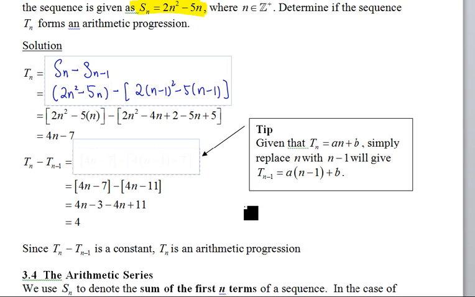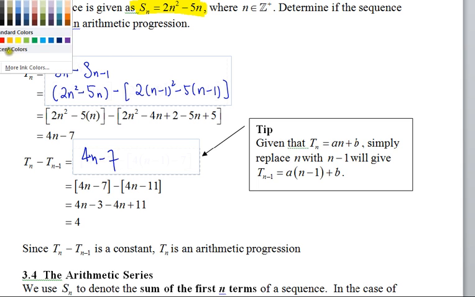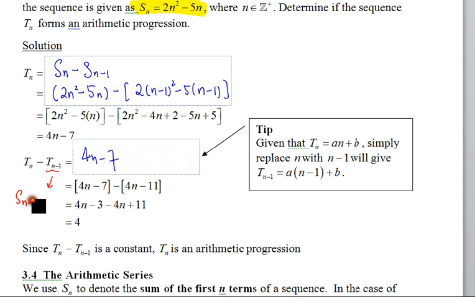So we need to prove something for Tn minus Tn minus 1. What is Tn? Tn is 4n minus 7, because I already found from above that Tn is 4n minus 7. Now, what is Tn minus 1? Many of us will say, oh yeah, Tn minus 1 is Sn minus 1 minus Sn minus 2. No need to use this. I know this is correct, there's nothing wrong. But actually, if you know what Tn is, what is Tn minus 1? You just change the n to n minus 1. No need to make use of this again. Do you follow what I'm saying? So this is just 4(n minus 1) minus 7.